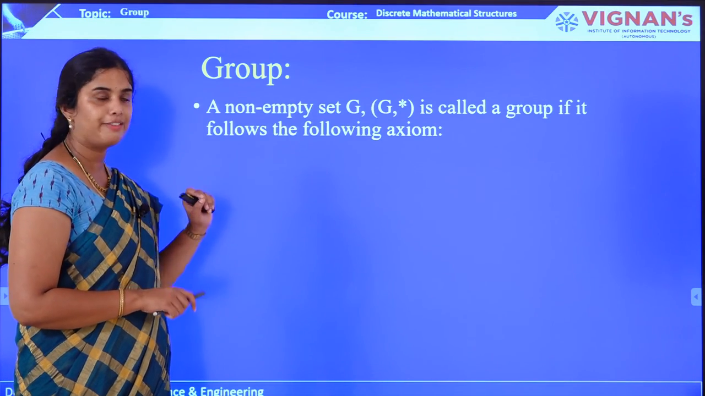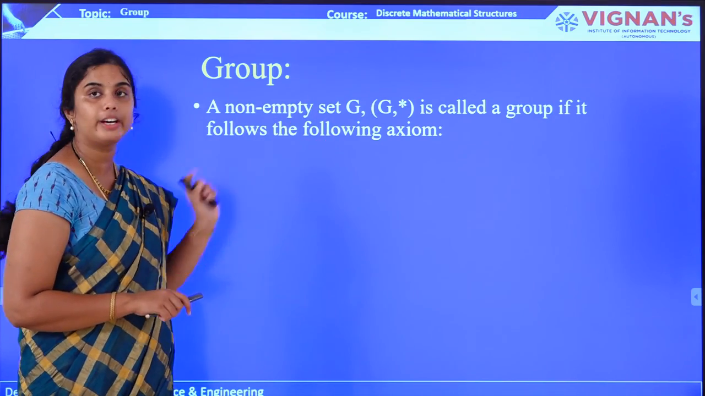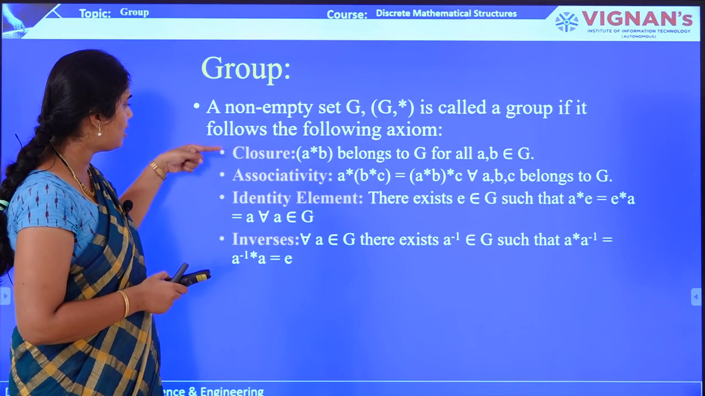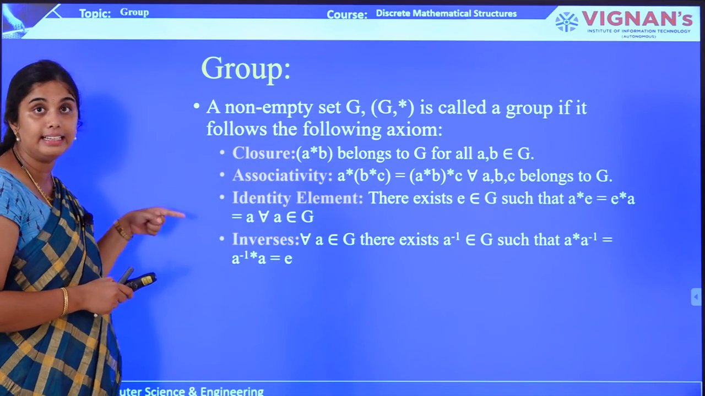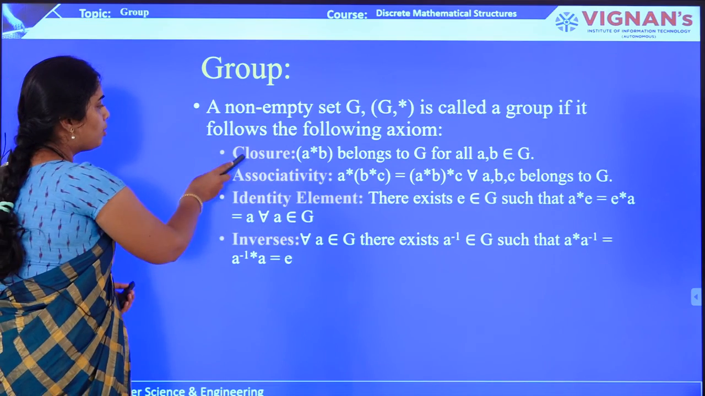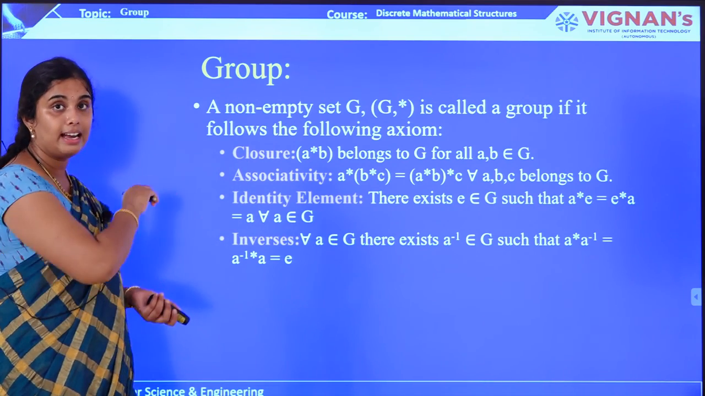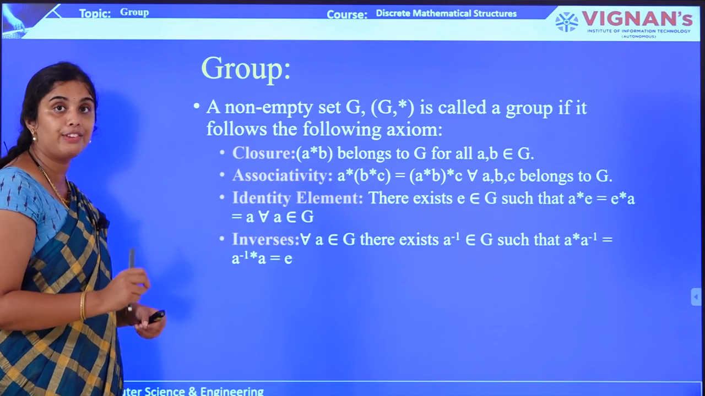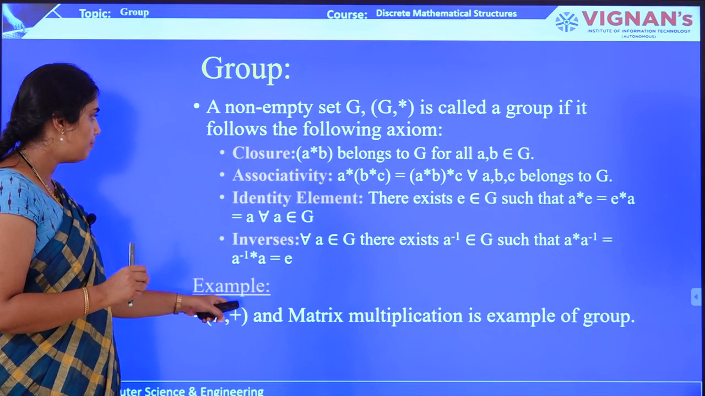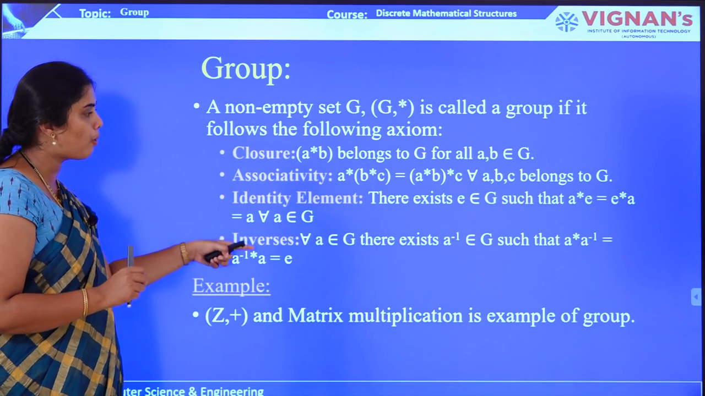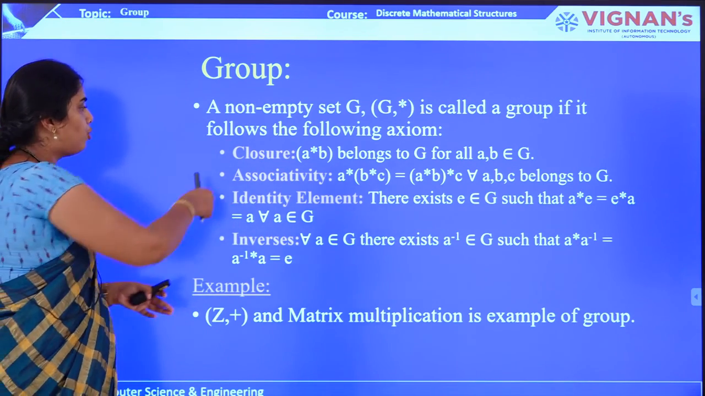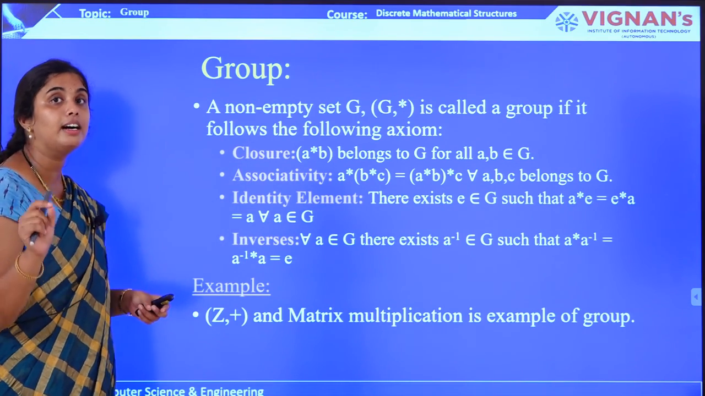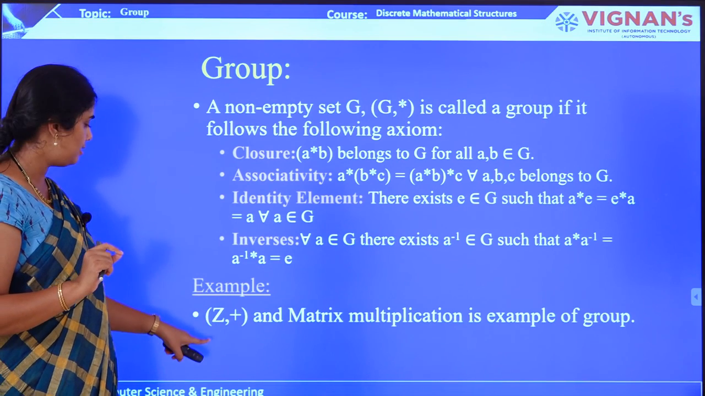So, if you see the definition, a non-empty set G is called a group if it follows the following axioms. What are those axioms? Closure, associativity, identity and inverse. Okay, you have learned about closure, associativity, identity until the previous one. What is the extra one which is added over here? The inverse property. That means it should be following all these 4 properties. Whatever given set is there, if it follows all these 4 properties, then in that case it is said to be a group. I am given a set Z plus.